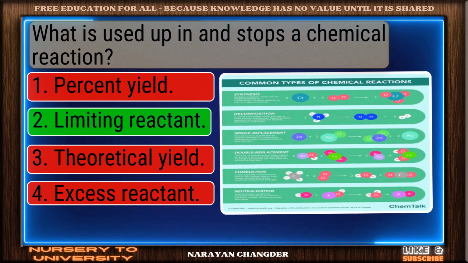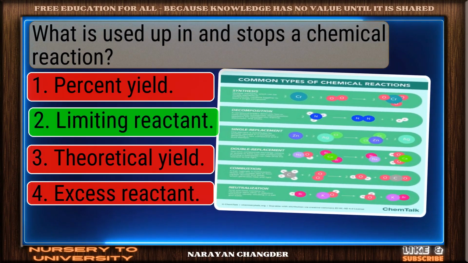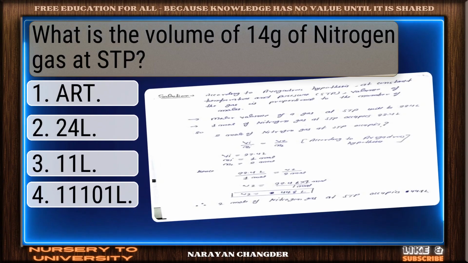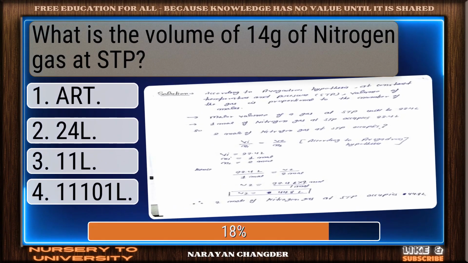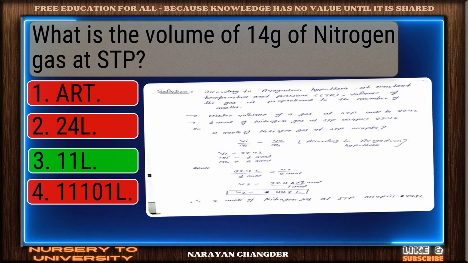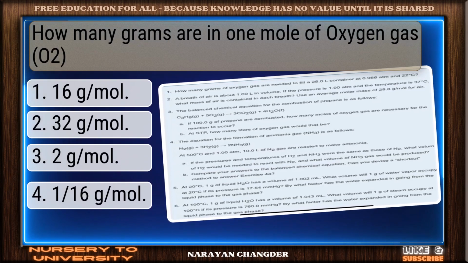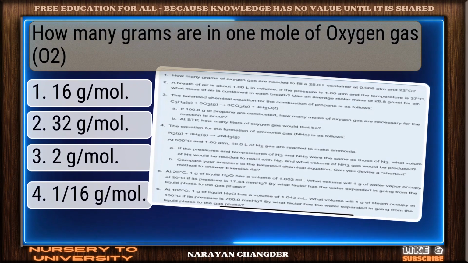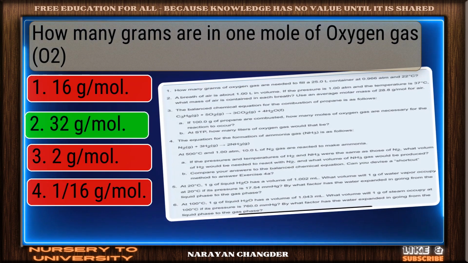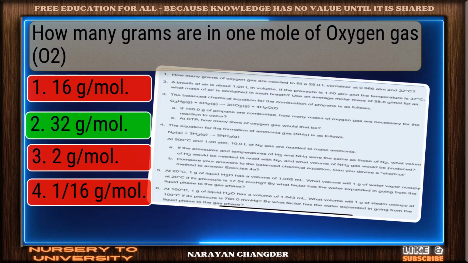Nice selection. Limiting reactant is the correct and valid answer. What is the volume of 14 g of nitrogen gas at STP? You got it. Your choice, 11, is right. How many grams are in 1 mole of oxygen gas? Nice work. You chose 32 g/mol and it is correct.